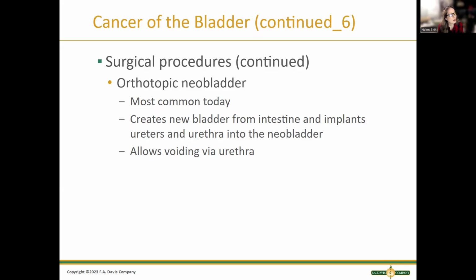And so this is the most common form of urinary diversion now, and it creates a new bladder from intestines and implants the ureters and urethra into the neobladder. This actually allows you to continue to pee through your urethra, which is obviously a really great way for patients to not feel self-conscious about having a stoma and an ostomy bag.